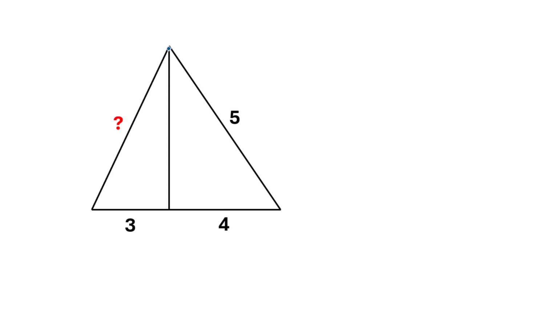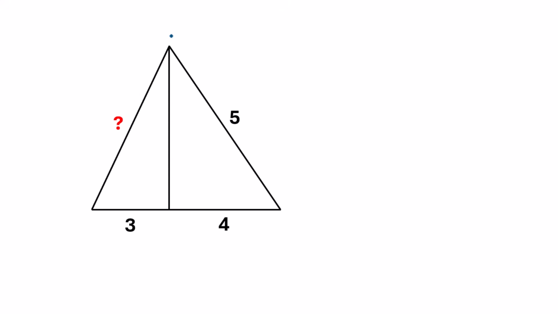From this corner of this triangle, draw a perpendicular line to the base such that this length is 3 units and this length is 4 units. And the length of this side is 5 units. We have to find the length of this side.